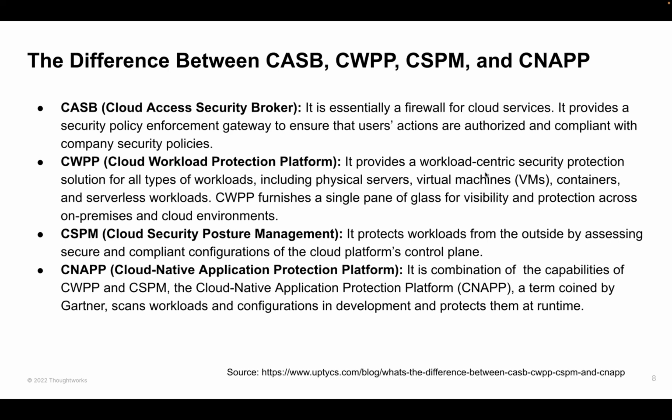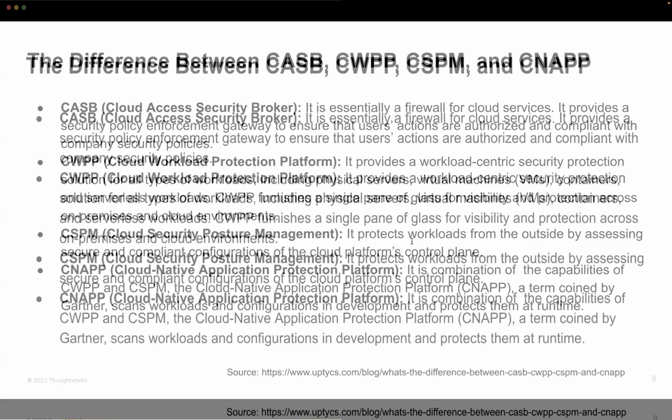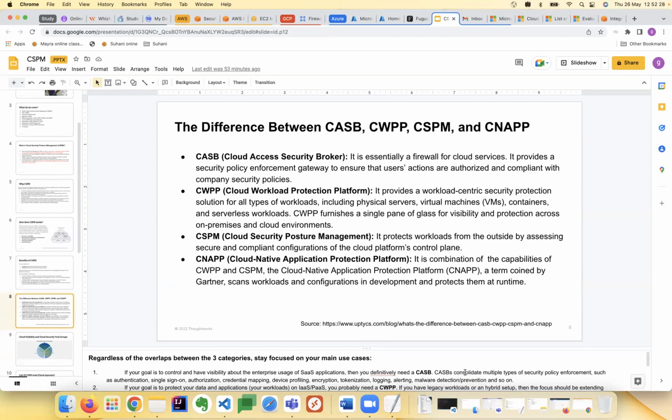So when you have Office 365, if you are aware of Office 365, you can also set some policies like who will be allowed to do what, and then you can integrate it with AD, create the policies across it, and then enforce it. So it's basically for the SaaS services. What the CASB does is consolidate multiple types of security policy enforcement such as authentication, single sign-on, authorization, credential mapping, device profiling, encryption, tokenization, logging, and other things. So this is basically happening at the SaaS services as well.